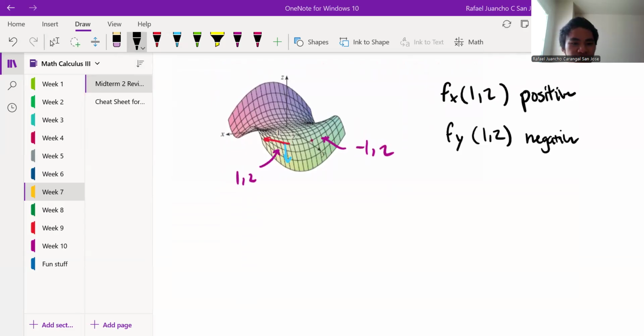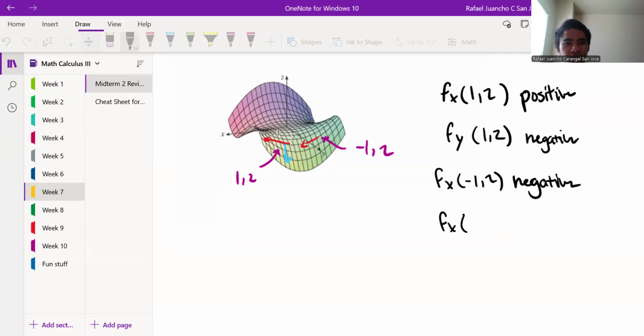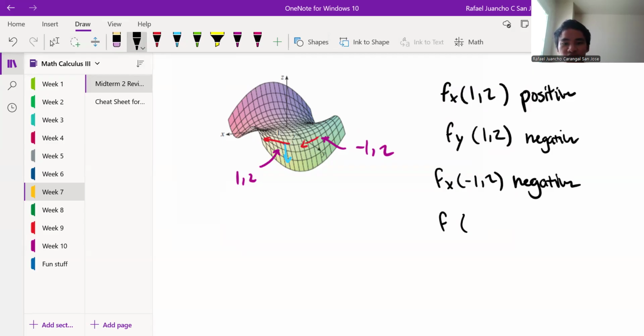And then we also had some tricky parts here. What if we do f sub x of (-1, 2)? So now we're looking at this point. Here, as we're approaching positive x, we're actually going a bit down. So this is a negative sign. And then when we look at y, as it's approaching the y direction, this is actually still negative. How do I know? If I put a tangent line here, it's going down.